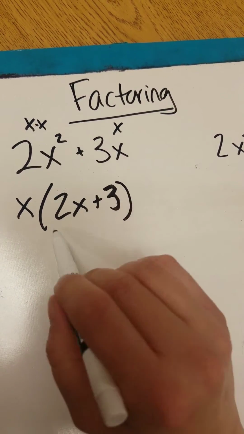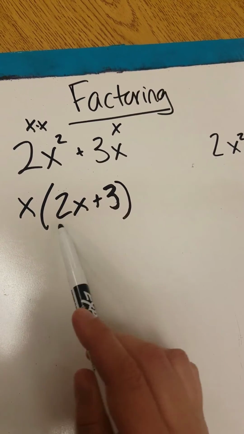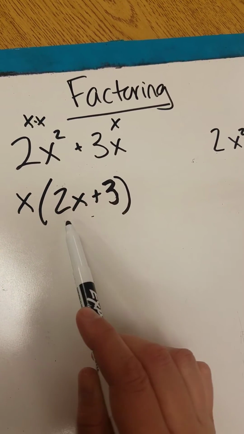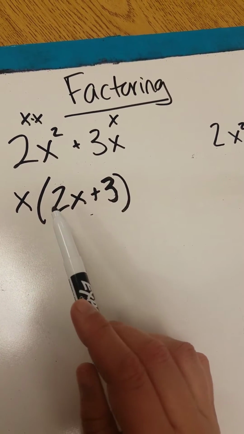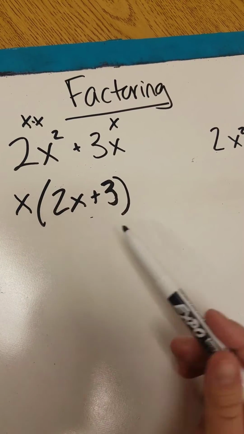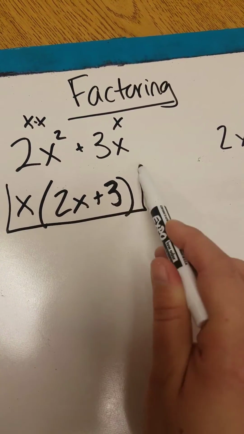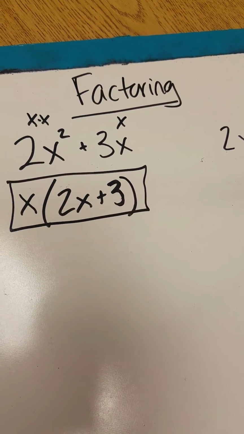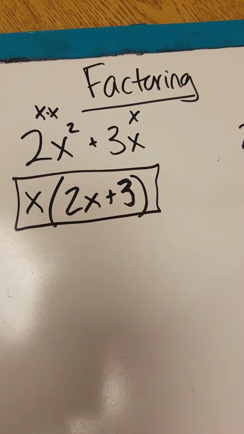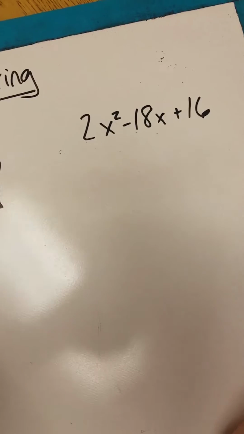Okay, look inside your parentheses. This is a linear term. Okay, so we cannot factor anymore because our 2 and 3 don't share anything, and we have x to the first power. So we are done right there. Okay, so that's our answer for the first one. Take a look at another one.